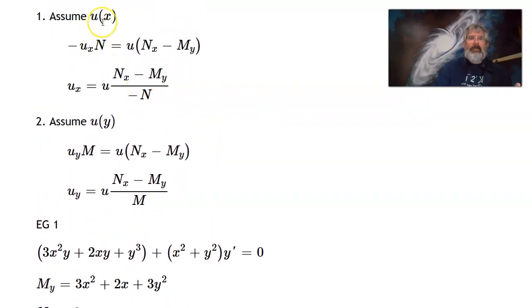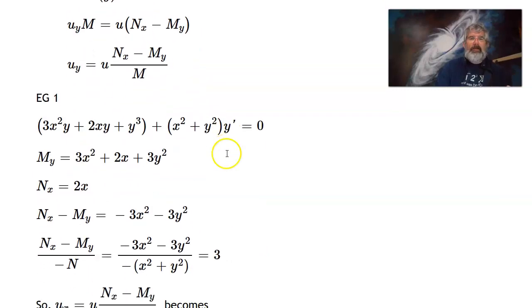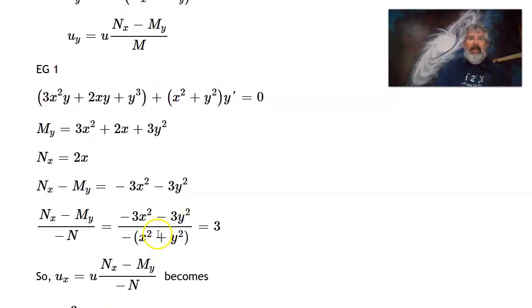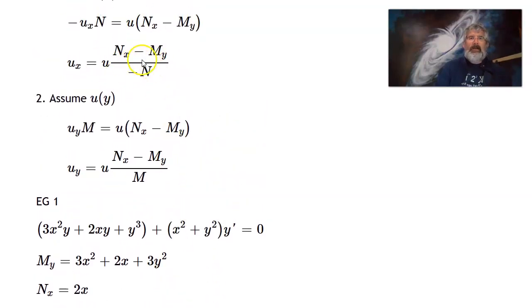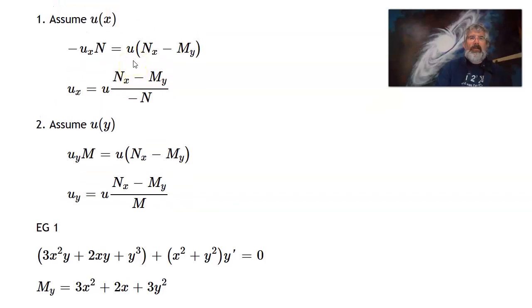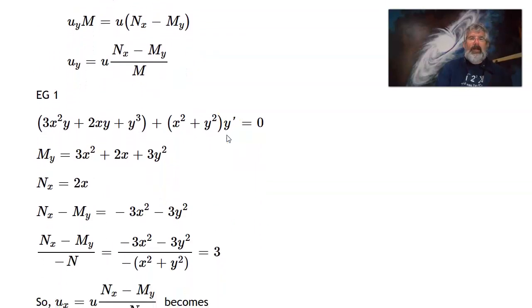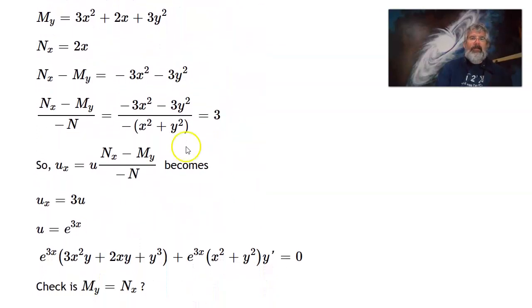That was here when I assumed this was just a function of x. So if I take this thing and I divide it by negative n, this turns out to be 3. And so this differential equation, which is coming from right here, was under the assumption that u is just a function of x. I'm looking at that. So that now becomes just, well, that stuff was just a 3. So the partial of u with respect to x is just 3u.